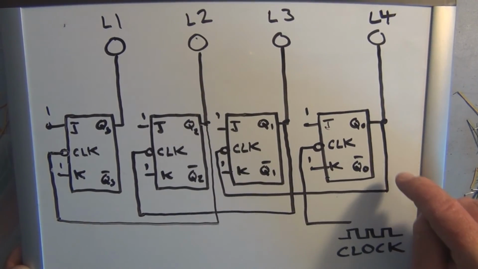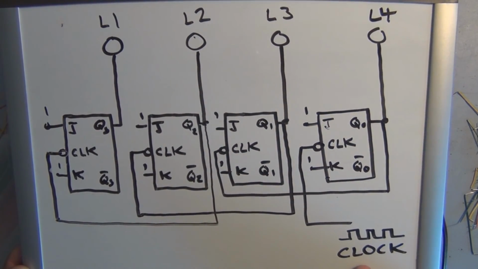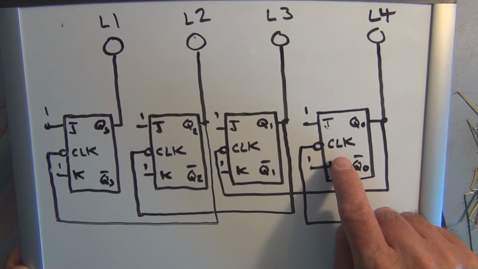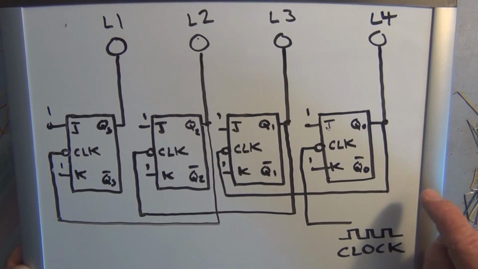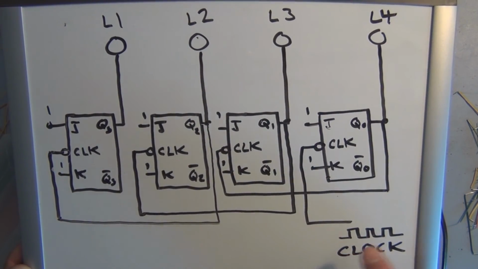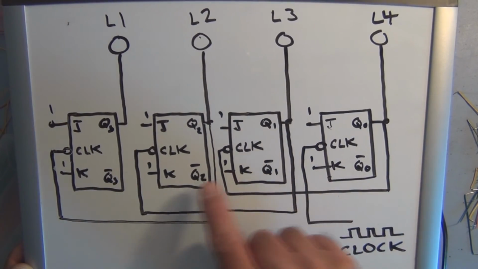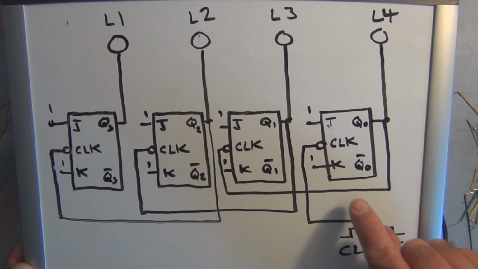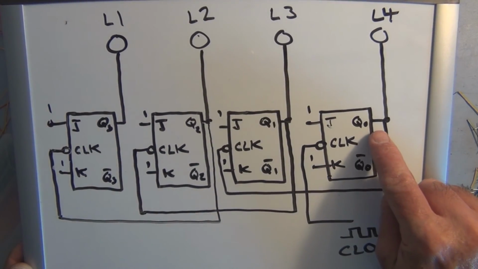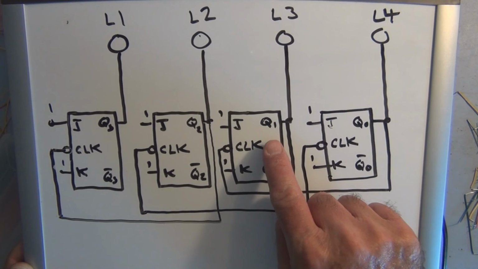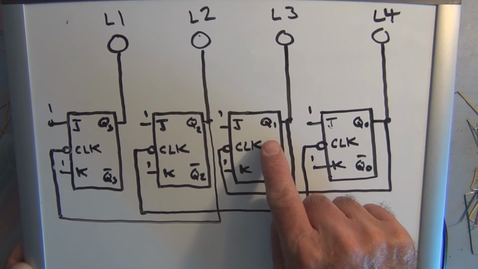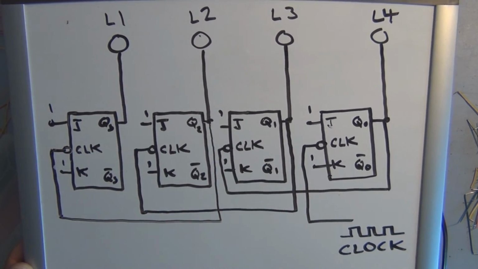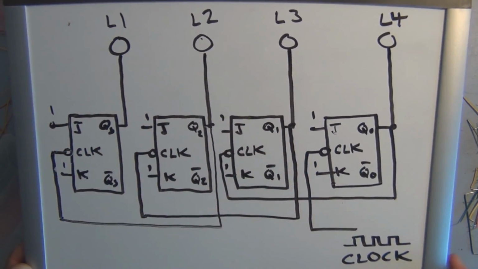But now you can see the counting. I've got the clock going into the clock of the first JK flip-flop, and that's at 1 hertz. So this gets divided as we go down the line here. So this is 1/2 hertz coming out of Q0, 1/4 hertz coming out of Q1, 1/8, and then 1/16 out of Q3, or the fourth JK flip-flop.